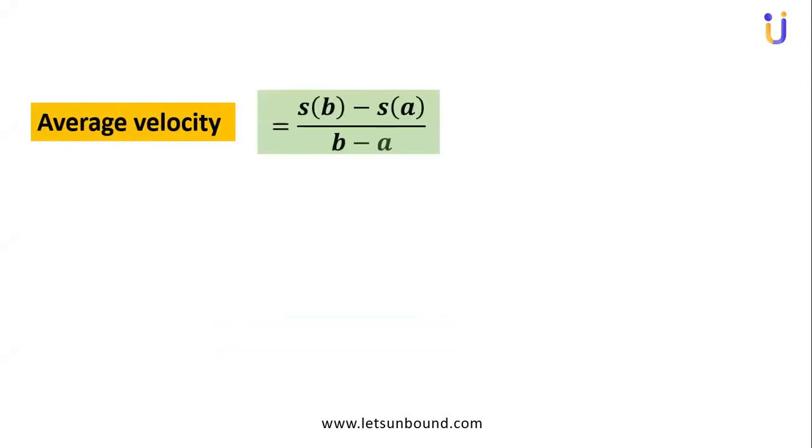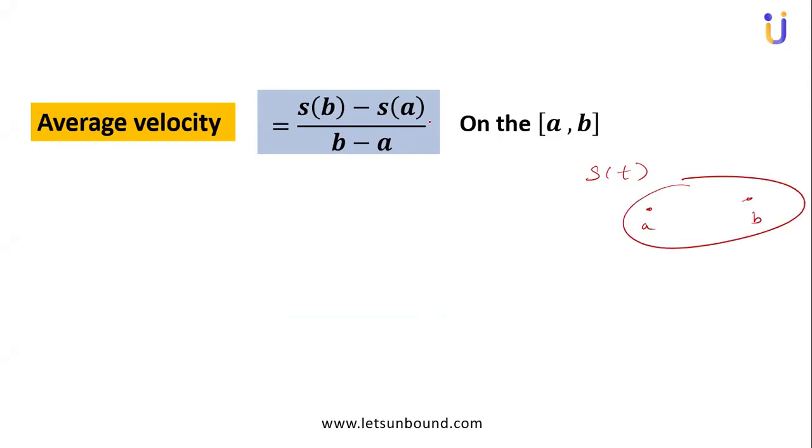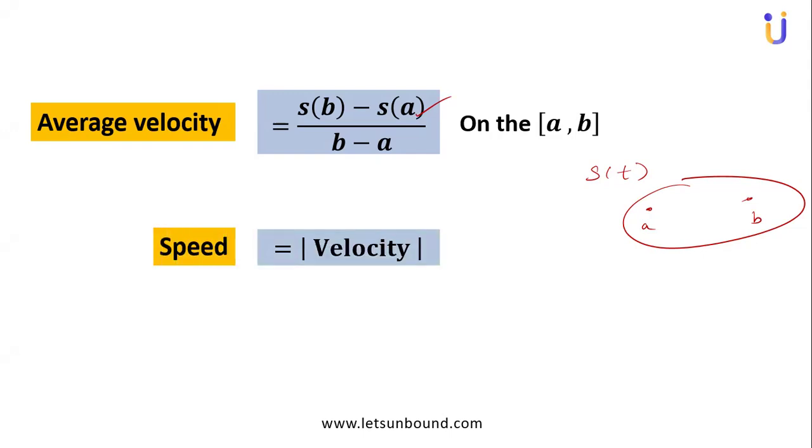That's simple. Now, average velocity. It's S of b minus S of a, divided by b minus a. For this average velocity, you need a position function on the interval a comma b. So you know the position function S of t, and you want the average between the time stamps a and b. So you have to work on it. Just a slope formula, right? And speed is just the modulus of the velocity. Find the velocity and take the modulus, because speed is positive, right?